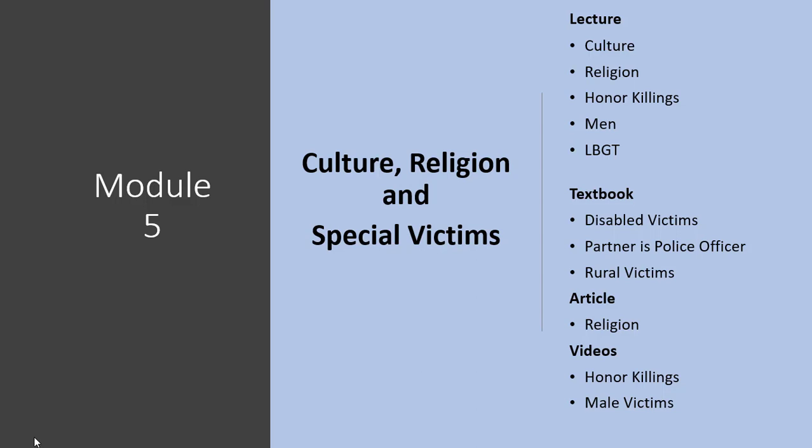In this week's textbook assignment, you're going to read about disabled victims of DV, special circumstances that occur when the abusive partner is a police officer, and rural victims. You're going to have an article on religion and domestic violence, and you have two videos this week, one on a specific honor killing and one on domestic violence from a male victim's perspective.